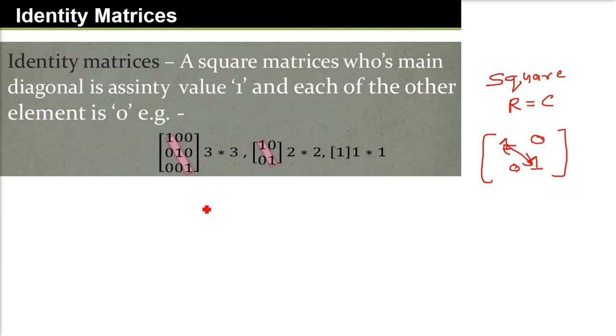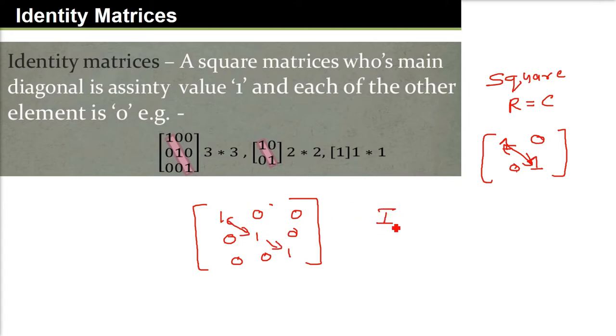I am writing 1, 1, 1 here. I am writing a 3 by 3 matrix. Other values I just put 0. I am just taking the diagonal, assuming it to be a square. So the diagonals are all 1, others are all 0, and this is called an identity matrix. This is a 3 cross 3 identity matrix. The previous one was a 2 cross 2 identity matrix. And this is a 1 by 1 identity matrix.